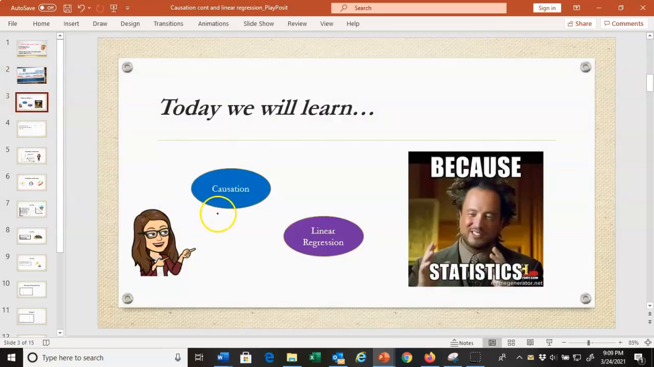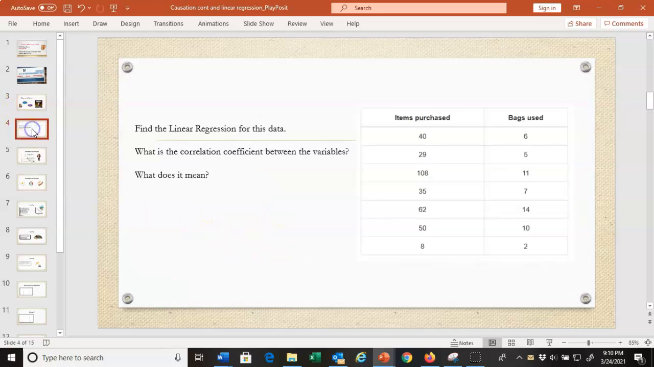Again, we're going to be covering causation and linear regression. I'm so excited.